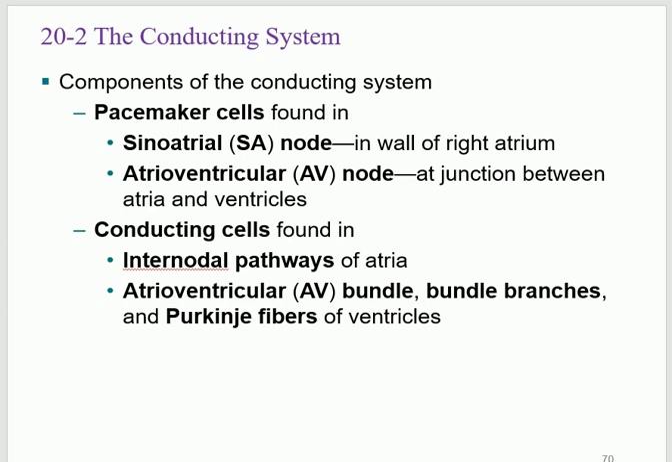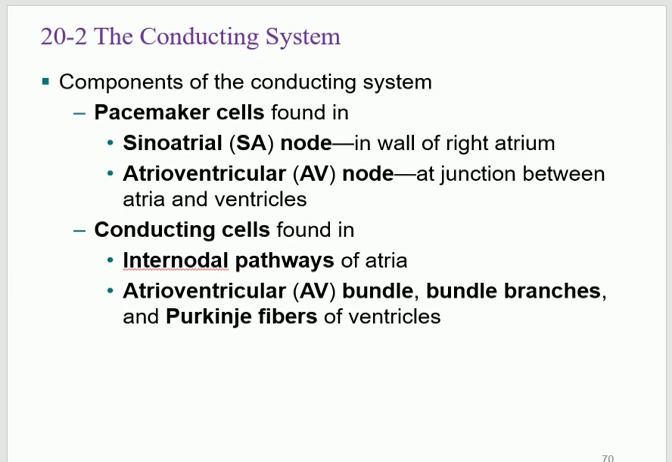What are the components that you need to know? We start from the SA node, which is the pacemaker. What's a pacemaker? It makes the pace. What's the pace? The pace is 80 per minute, 50 per minute, 100 per minute. We call that the pace. So this is the pacemaker. It makes the pace.